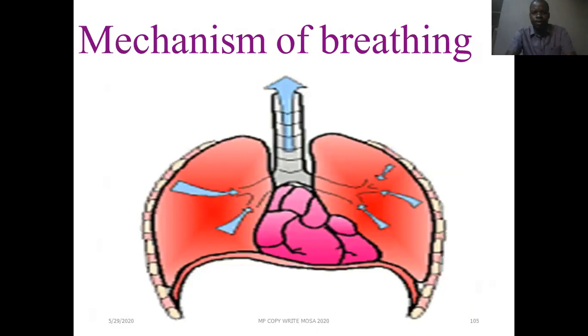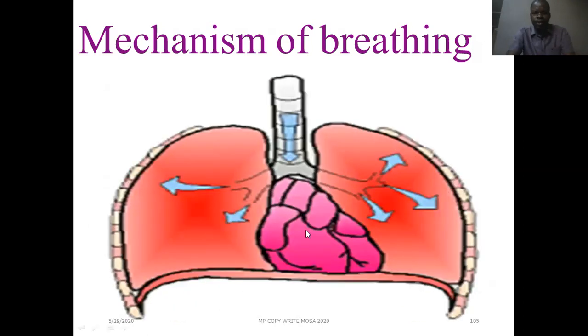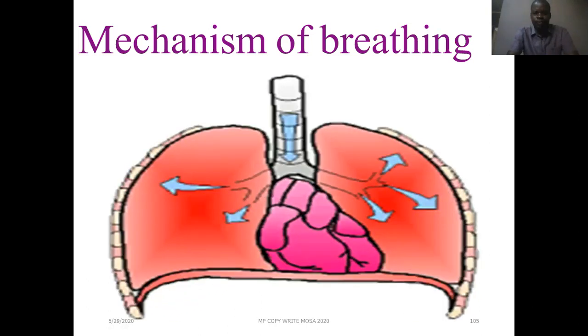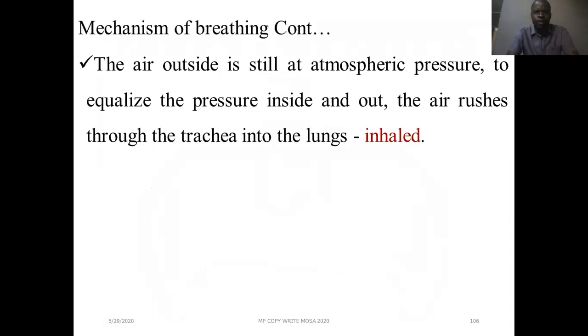When you breathe in, you can see that there is an expansion taking place. When you are breathing out, you can see that there is a reduction in the thoracic cavity. The mechanism of breathing continues: the air outside is still at atmospheric pressure, so to equalize the pressure inside and out, the air rushes through the trachea into the lungs and is inhaled.